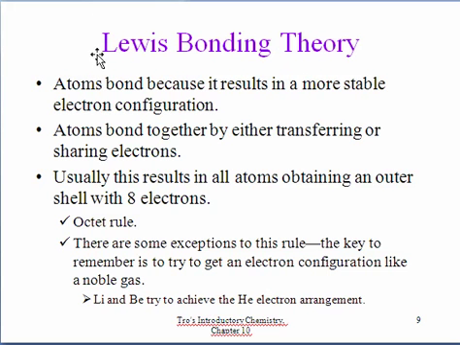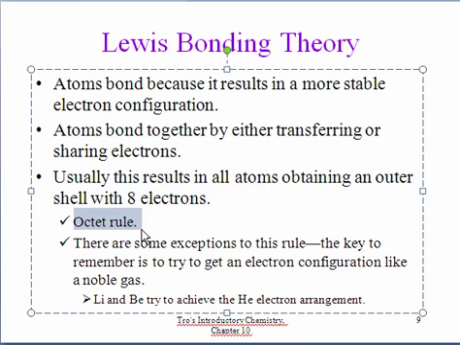Now let's look at the basis for that Lewis bonding theory. Atoms bond because it results in a more stable electron configuration. Remember, atoms want to be like the noble gases. So atoms will bond either by transferring electrons, which will occur in the case of ionic bonding, or sharing electrons, which will happen in the case of molecular or covalent bonding. Usually, this is going to result in all atoms obtaining an outer shell with 8 electrons. What's so special about 8 electrons? It's the number of valence electrons that noble gases have. We call it the octet rule.